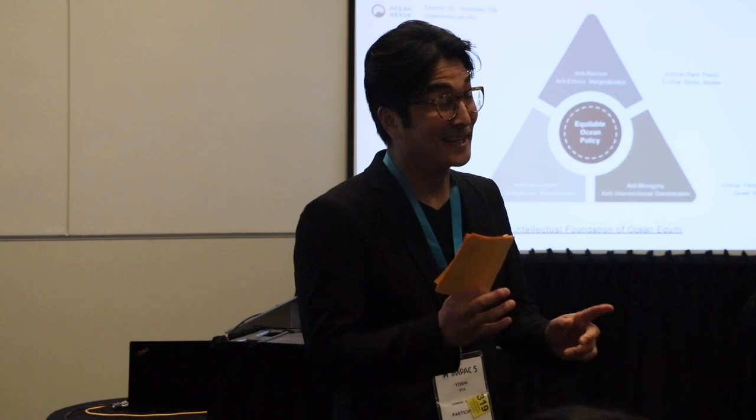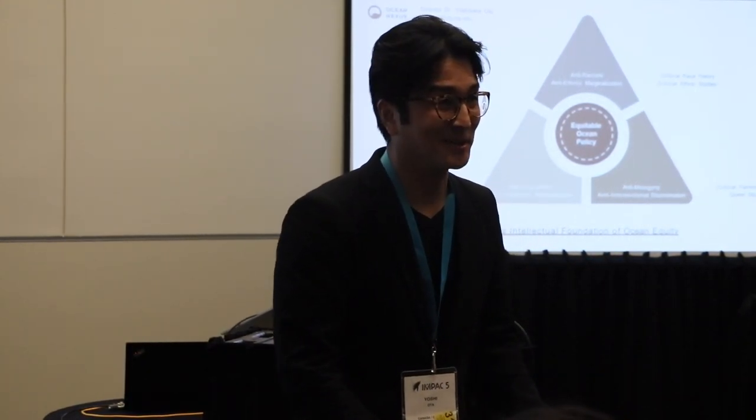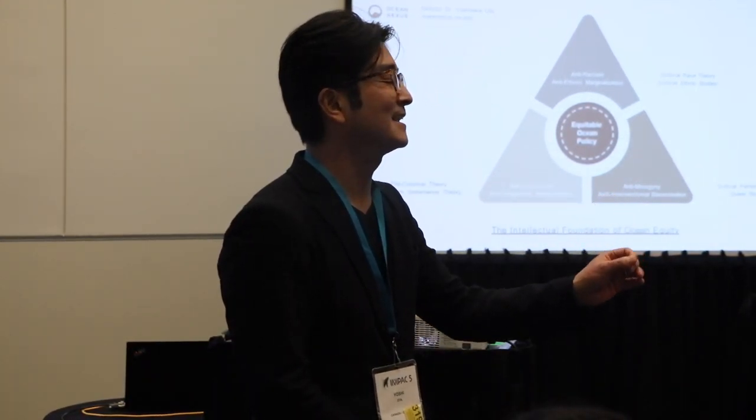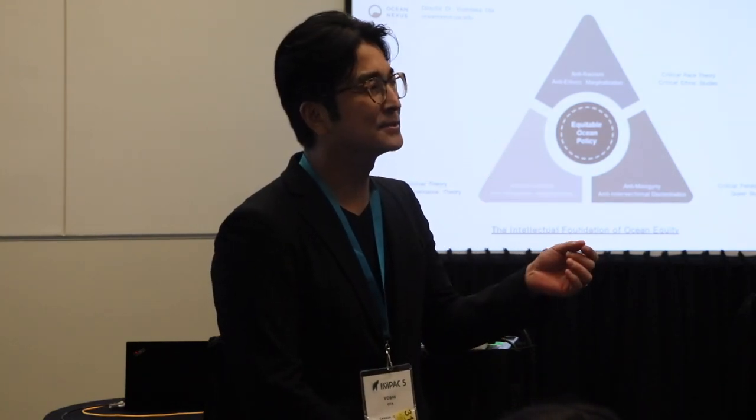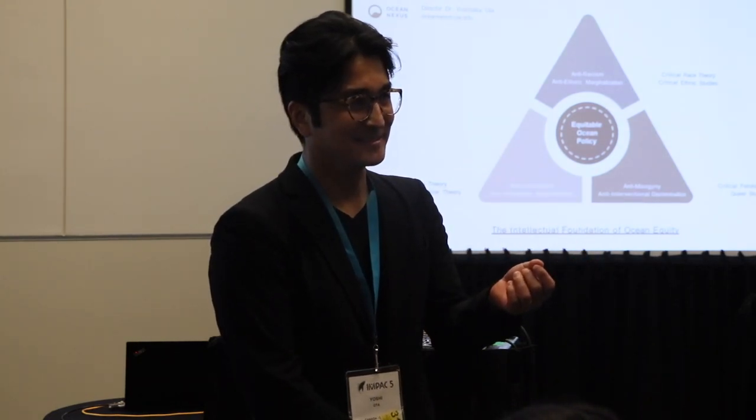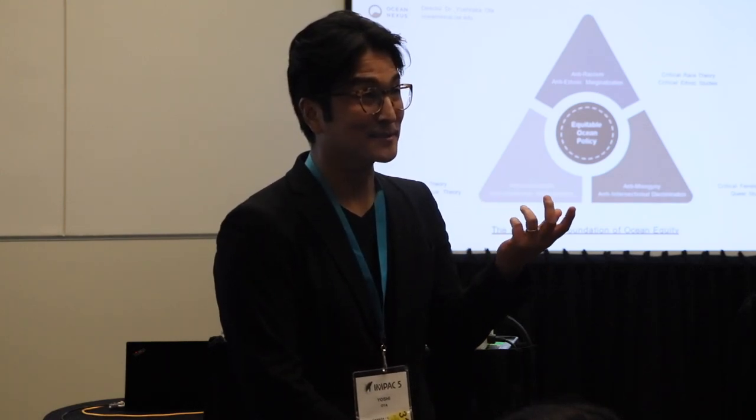So this is what I propose. Ocean equity, and it's a double negative, so be careful about it. Ocean equity has to be anti-inequity. It goes against inequity. That's really the simplest format.